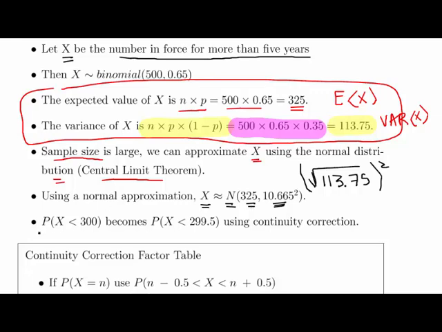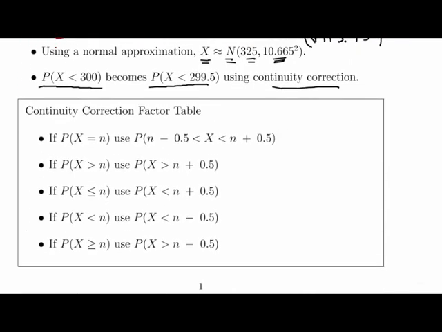Earlier on we were told fewer than 300. Not less than or equal to, fewer than 300. So when we're using the normal distribution, we have to apply a continuity correction, which means either adding or subtracting 0.5 depending on the situation. What situation are we talking about here? We are talking about this situation. So there we subtract 0.5.